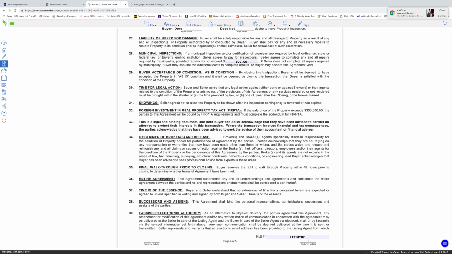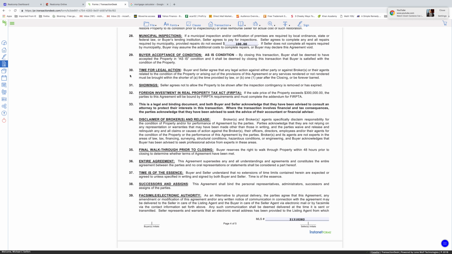29, as is condition. Obviously, you're buying a house as is condition. Time for legal action. Basically, this is buyer and seller agree that any legal action against either party or against broker or their agents related to the condition of the property or arising out of the provisions of this agreement or any services rendered or not rendered must be brought within a short of the time provided by law or 1 year after the closing.